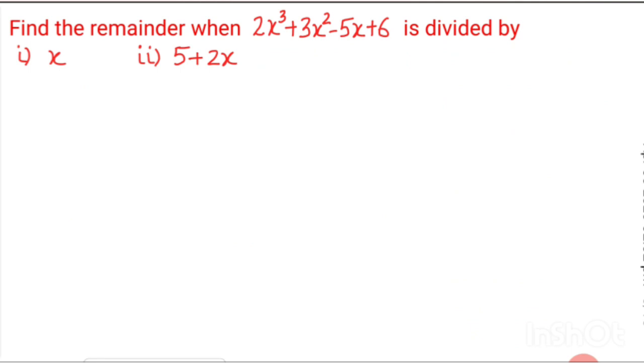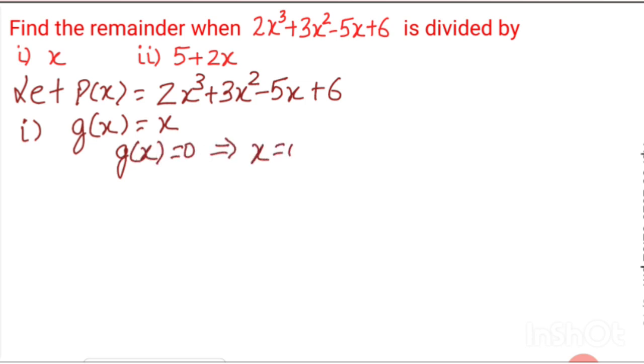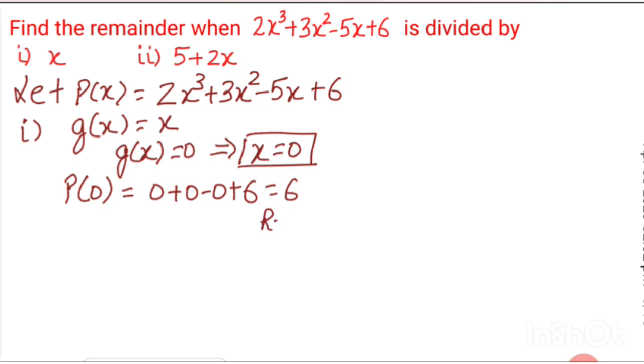Now find the remainder when this polynomial is divided by x. Okay, let p of x equal 2x cube plus 3x square minus 5x plus 6. Okay, in the first case, g of x equals x. Now find the zero of this polynomial g(x). So for this, put g(x) equals 0. So this implies x equals 0 is the zero of g(x). Now the remainder will be equal to the value of the polynomial at x equals 0. So p of 0 equals 0 plus 0 minus 0 plus 6, that is equal to 6. This is the remainder here. Okay.